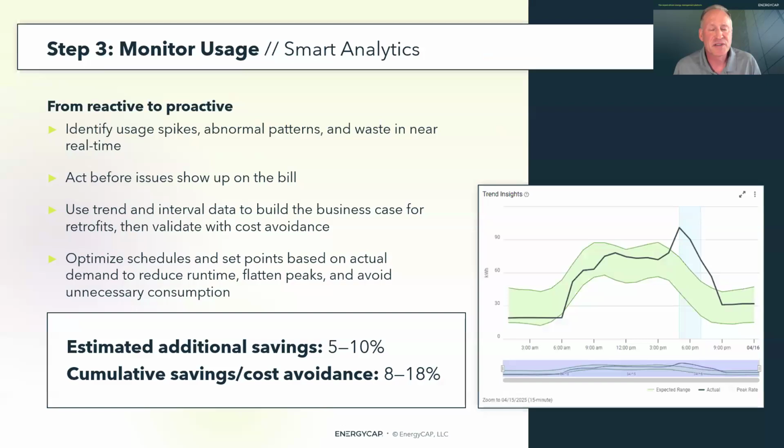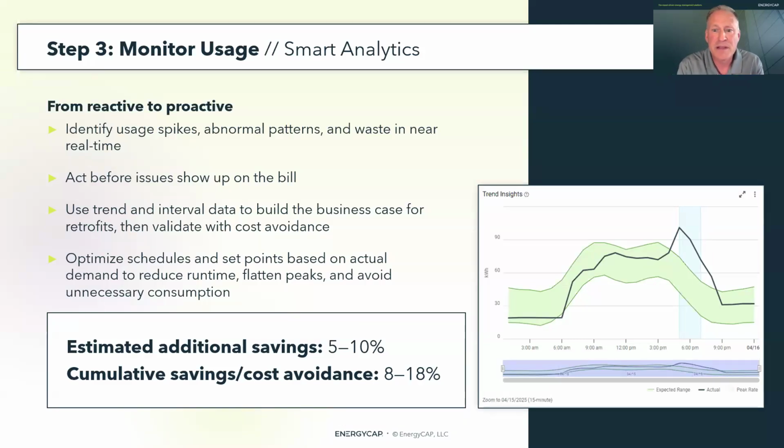So the third step in the system, something I want to spend a little more time on, is called smart analytics, or we want to monitor our usage. If you haven't heard the term before, smart analytics is a real-time data software solution for looking at what's happening in your buildings. It helps you identify spikes, abnormal patterns and waste that's taking place, and moves you from being reactive to proactive.